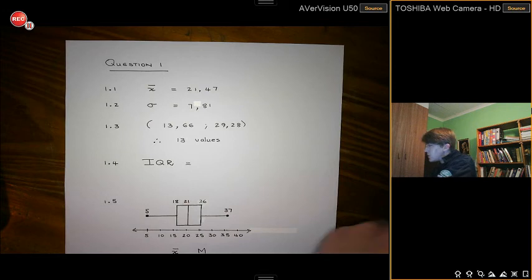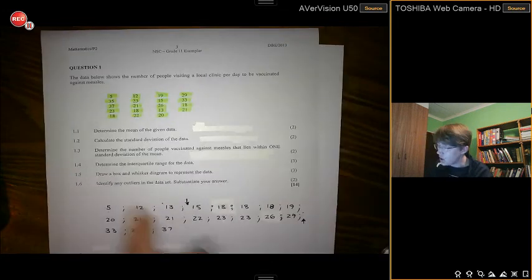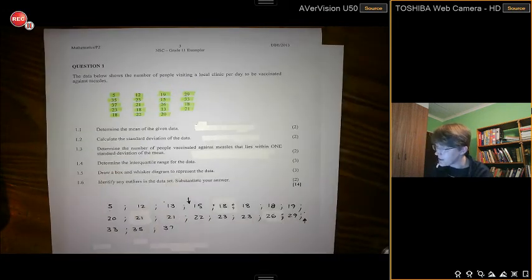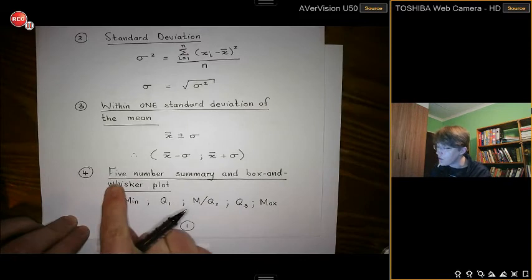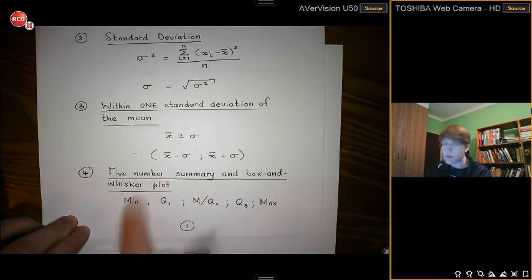Now, the next question, determine the interquartile range for the data and draw a box and whisker plot to represent the data, has everything to do over here with what we refer to as the 5-number summary and the box and whisker plot. So please remember, the 5-number summary is your minimum, your maximum, your median, your lower quartile, and your upper quartile.